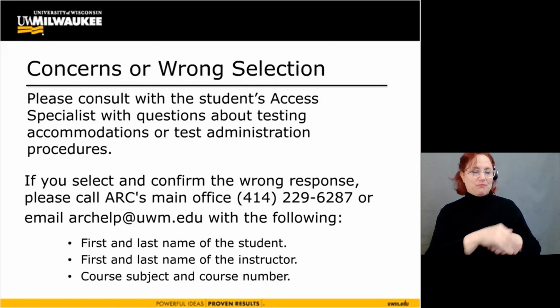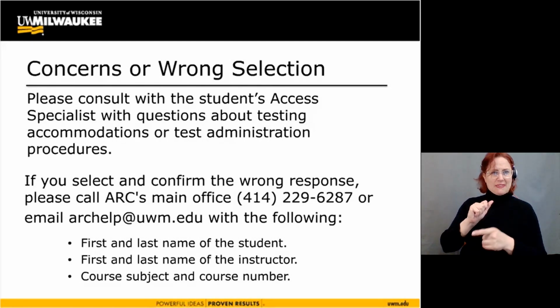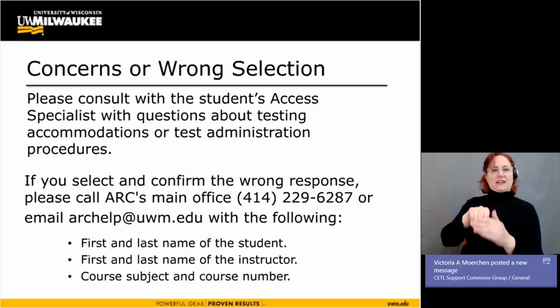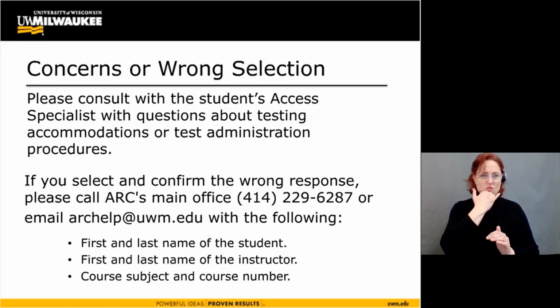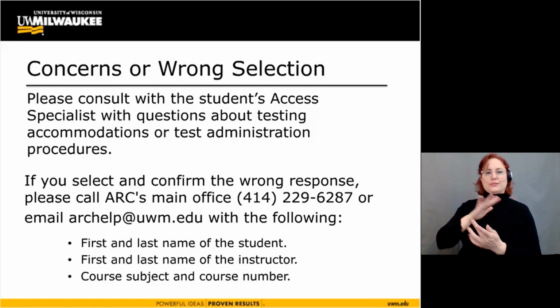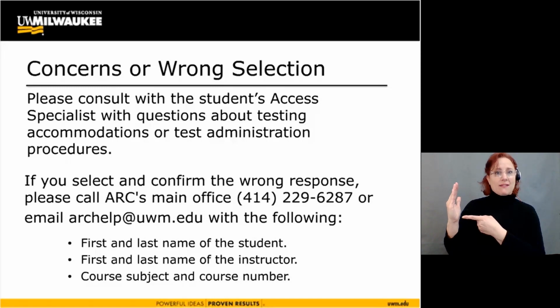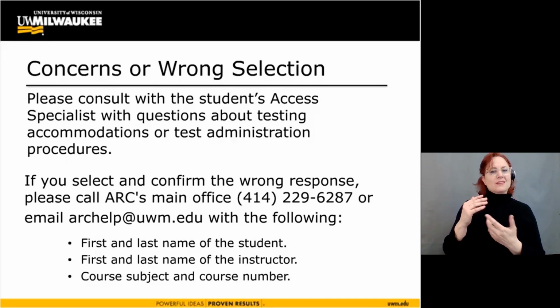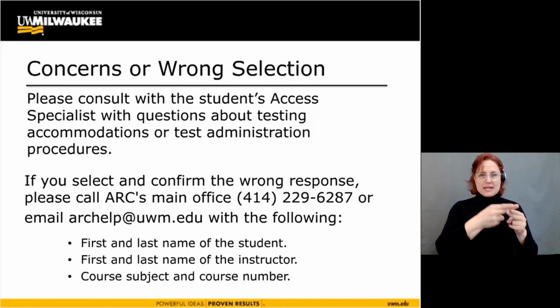Concerns or wrong selection. Please consult with the Students Access Specialist if you have questions about testing accommodations or test administration procedures. If you select and confirm the wrong response, please call the Accessibility Resource Center at 414-229-6287 or email archelp@uwm.edu. We will need the following information to make the change: the first and last name of the student, your first and last name, the course subject, and the course number.